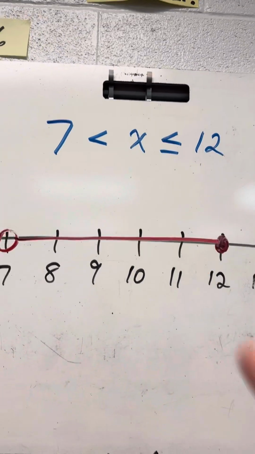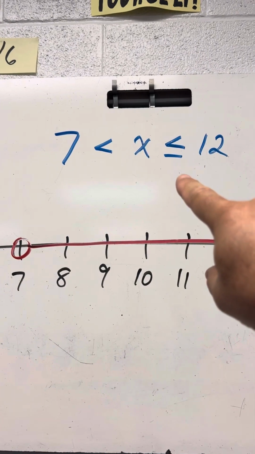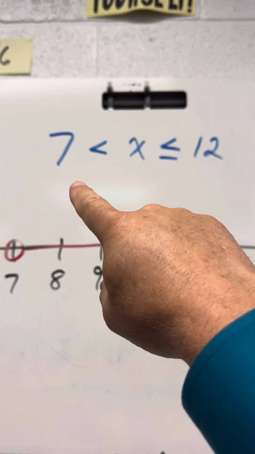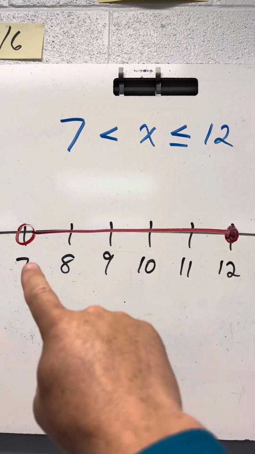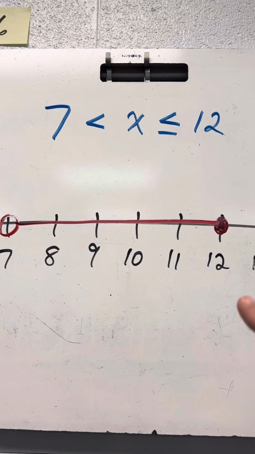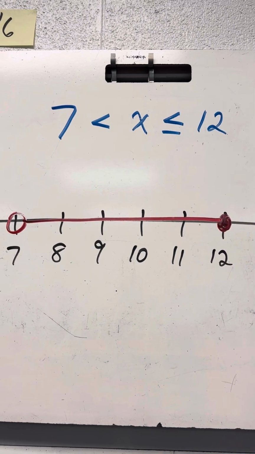Over here, look at this one. Here you have less than, and here you have less than or equal to. All right, x is between 7 and 12. But at 7, it's an open circle. At 12, it's filled in. Done.